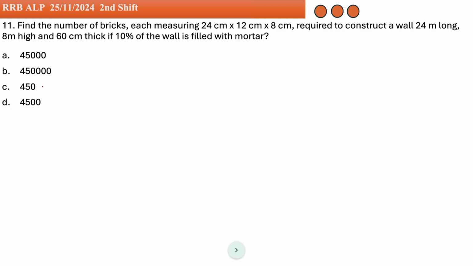Next question. Find the number of bricks each measuring 24 cm, 12 cm and 8 cm required to construct a wall 24 meter long, 8 meter high and 60 cm thick if 10% of the wall is filled with mortar. See, we need to construct only 90% of the wall having these dimensions. Wall dimensions are 24 meter. To convert meter into centimeter, we'll take 2 zeros, into 8 meter, that is 800, into 60 centimeters.